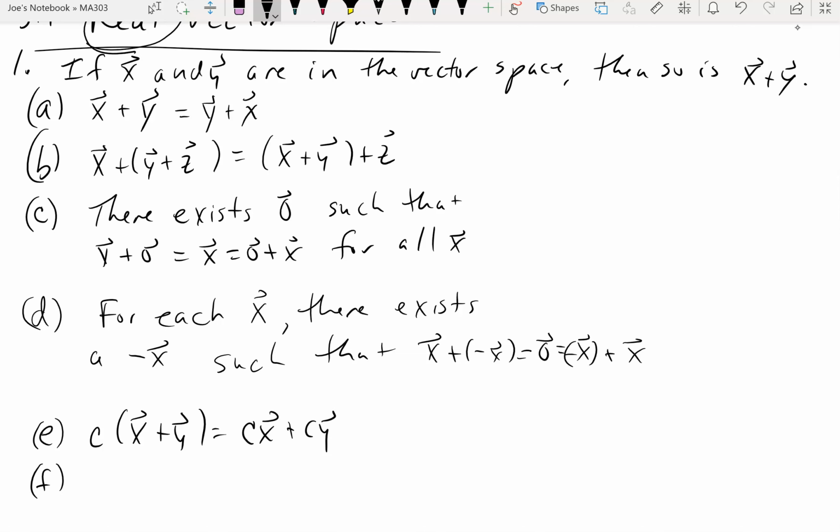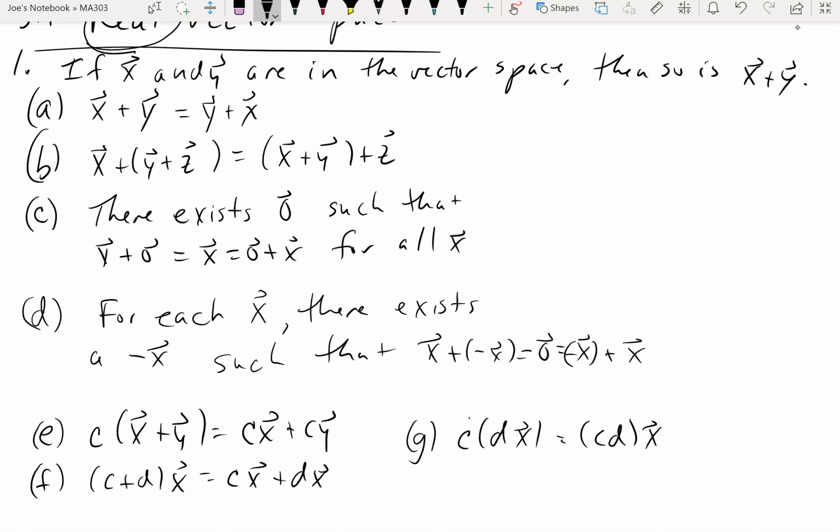And then I had (C + D) times an X. I think I'm doing these in the same order I had them in the video. We had a scalar, and then a scalar times a vector is the same thing as the two scalars times the vector. And then the last one is that I actually do take 1 times the vector and get the vector back again.